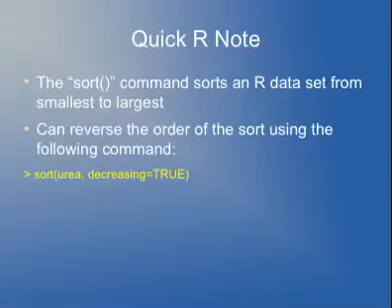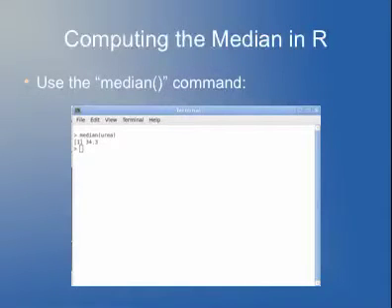So one way to do this is to use the sort command in R. What that does is it arranges the data from smallest to largest, and then you can go through and find it. You can also reverse the order of sort, so it will go from largest to smallest. And here you can see that command, you have the column that you want to work with, and then decreasing equals true if you want to go from largest to smallest. You don't have to specify that if you want to go from smallest to largest. But you can just enter the median command and it will do all of that for you.